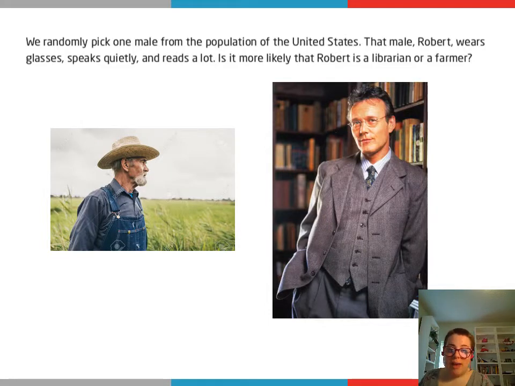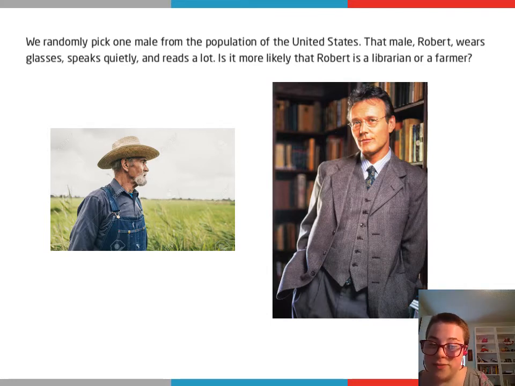All right, so time to move on to the next question, right? So this question says, we randomly pick one male from the population of the United States. That male, Robert, wears glasses, speaks quietly, and reads a lot. Is it more likely that Robert is a librarian or a farmer? And 3 points extra credit for anybody that gets the reference in that particular image of a librarian.